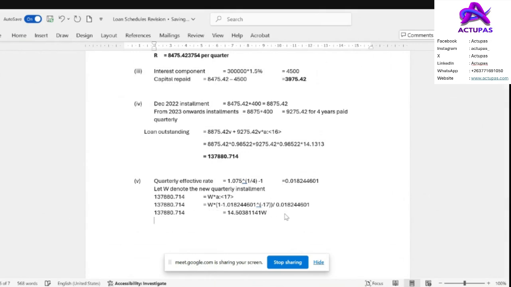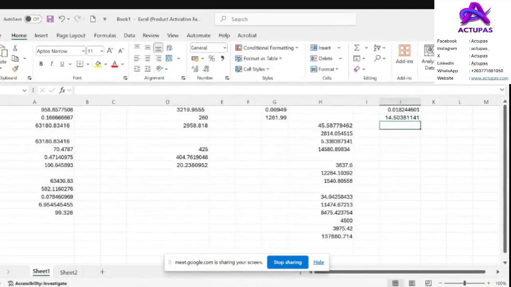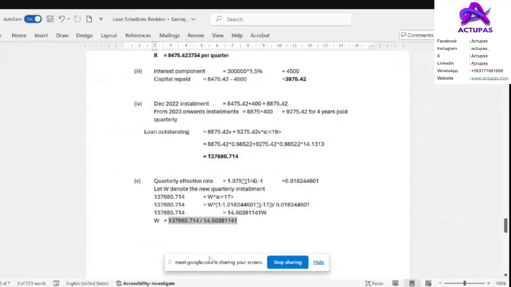So here we then say W is equal to 137,880 divided by 14.5. This would be your W. So 9506 would be your W. W is equal to 9506 per quarter.